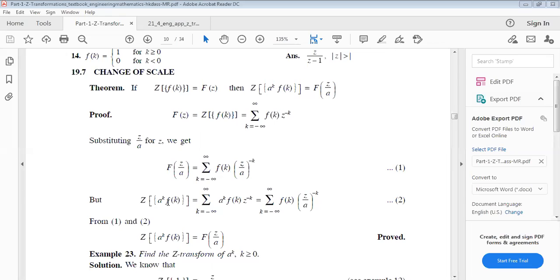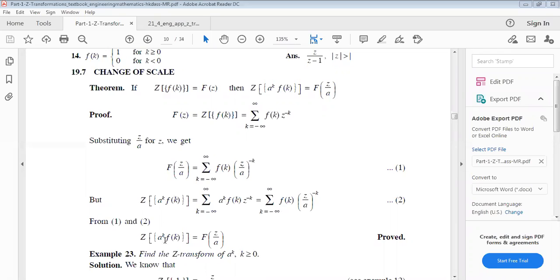the Z transformation of a to the power k f of k. This is the actual sequence taken together with a to the power k. The Z transformation of this can be written as the summation from k equals minus infinity to plus infinity of a to the power k f of k, the whole function of z, and z to the power minus k. By using the same definition of Z transformation, in place of f of k we have used a to the power k f of k. Just replacing this, we can write f of k into a to the power k, and z to the power minus k can be taken together as z by a to the power minus k. Now from 1 and 2 we found that these two results are the same.